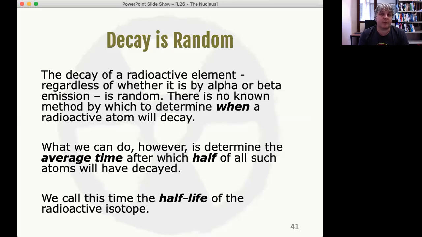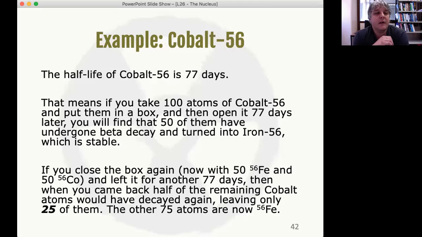We wouldn't normally do it with small numbers like 1,000 or 100,000 even, because remember, atoms are really tiny. We take really big numbers, big samples of these things. But that's all the half-life is. The half-life is just the average time for half of the atoms to decay. For example, cobalt-56 has a half-life of 77 days.